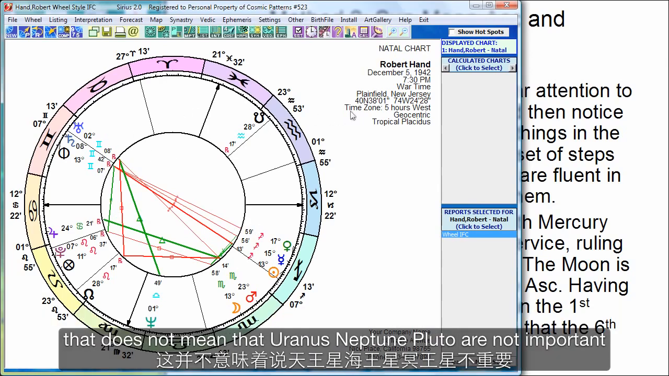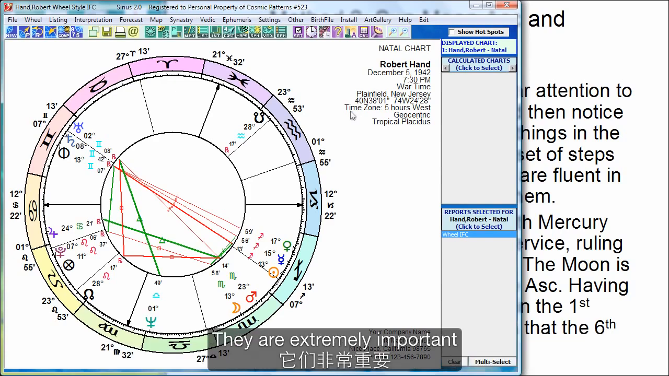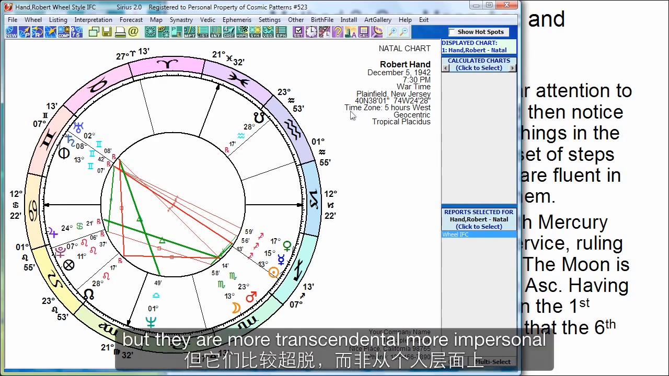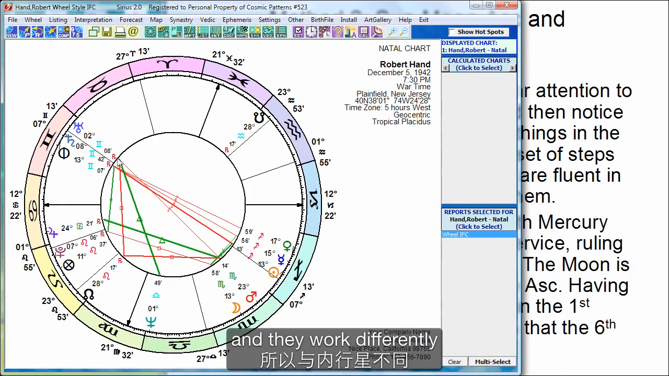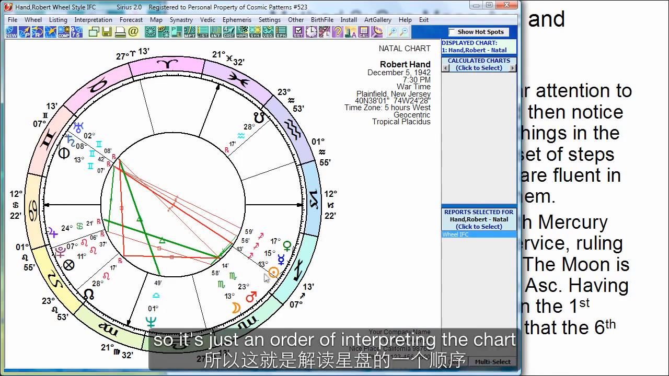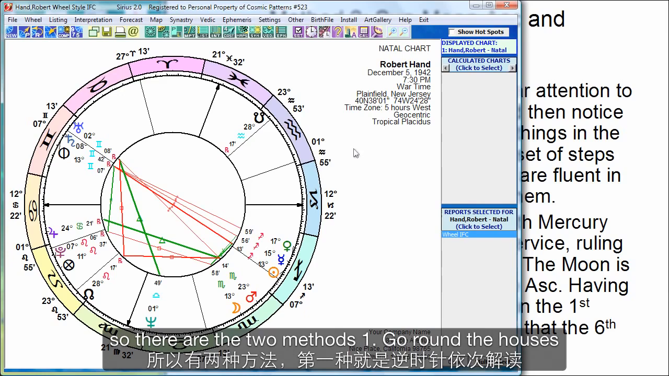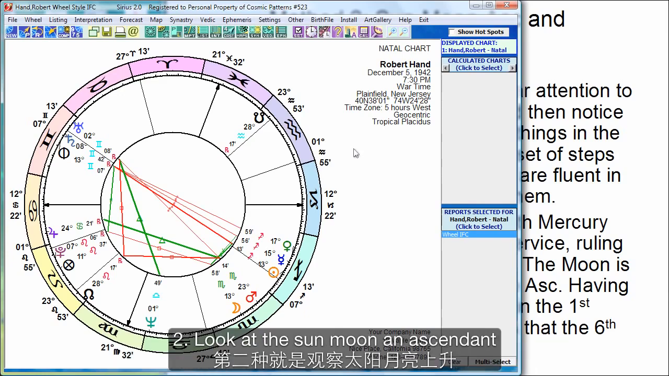And that doesn't mean that Uranus, Neptune, and Pluto are not important. They are extremely important, but they're more transcendental, more impersonal, and they work differently. So it's just an order of interpreting the chart. So there are the two methods. One, go around the houses. Two, look at the Sun, Moon, and ascendant.